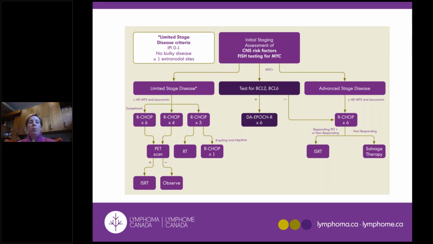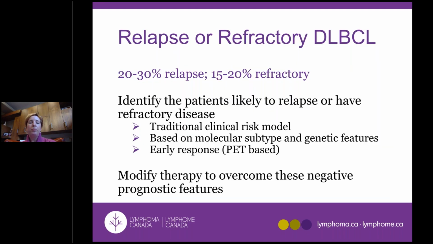And so just to summarize, our initial therapy is R-CHOP. The number of cycles depends on whether you have limited or advanced stage disease, and radiation may be added depending on response to therapy. We're going to move on to talking a little bit more about relapsed refractory disease.